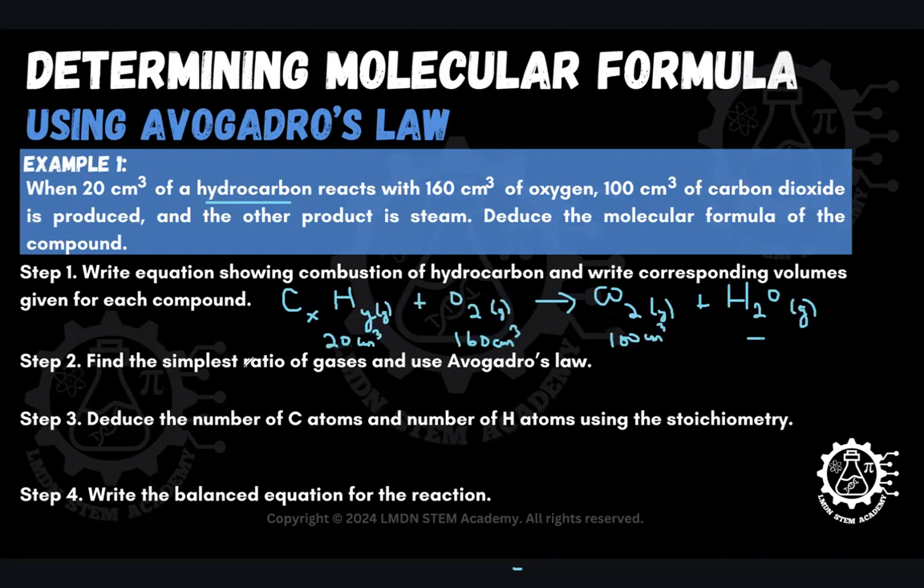Step 2 says we're going to find the simplest ratio of the gases and use Avogadro's law. So here is where we look at the volumes that they gave us and where we wrote them. We wrote 20 cm³ here, 160 here, and 100. So you can imagine that they're all related by some factor. They're not the same volume. So we know that the coefficients for each of these are going to be different, aka the number of moles of each of these species is going to be different because they have different volumes.